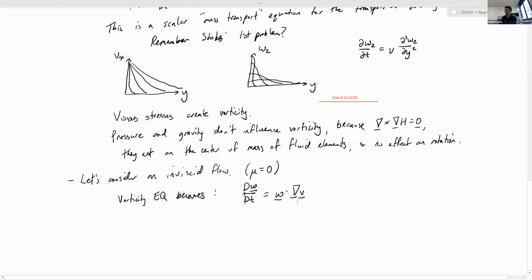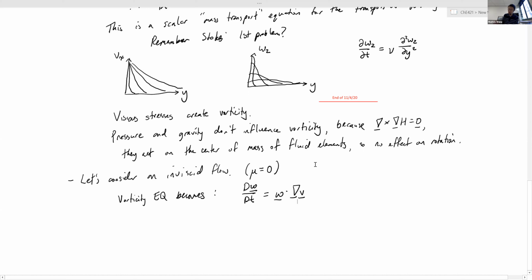This means that the change in vorticity of a fluid, remember this is the material derivative, right? And so this is just, if you're looking at a fluid element and you're looking at how the vorticity changes as it moves along with the flow, right? The change in that vorticity is equal to omega, vorticity, dot del V, okay?